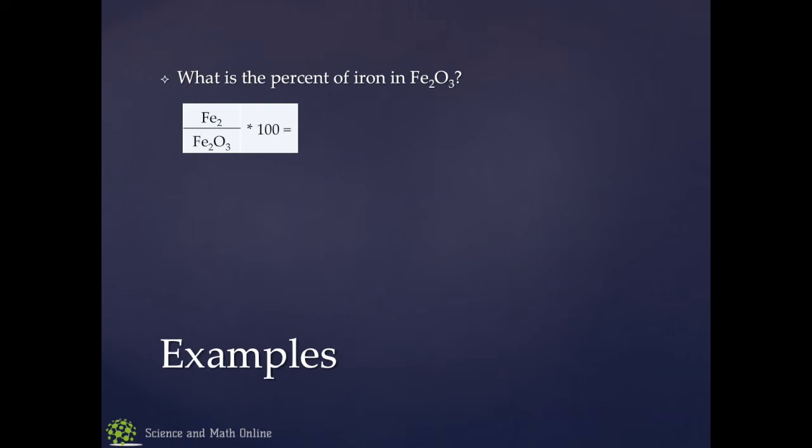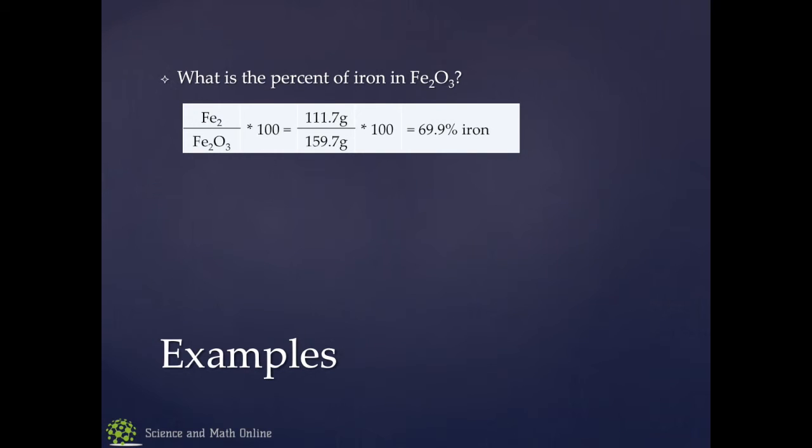Right, examples. What is the percent of iron in iron oxide or iron 3 oxide? So the part is Fe2 over Fe2O3. Okay, so the iron over the whole thing. Use the periodic table, find your masses. 111.7 for the iron and 159.7 for the iron 3 oxide. Gives you 69.9%.